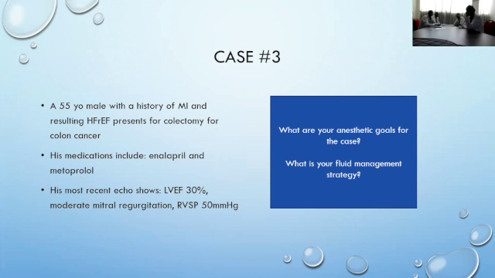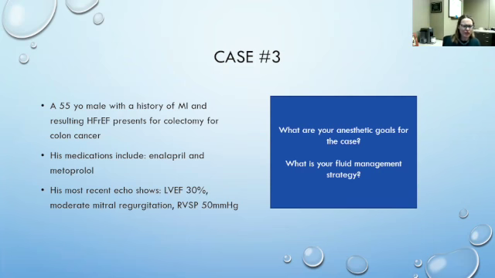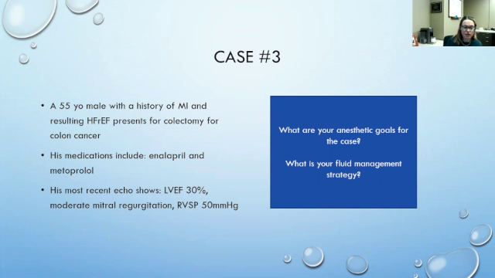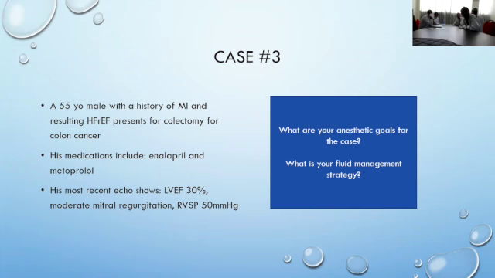Okay, last case. This one I think is also more anesthesia based, but kind of a little tougher. So you have a 55-year-old male who has a history of a heart attack and he has resulting heart failure. So heart failure with reduced ejection fraction, who comes for a colectomy for colon cancer. He takes enalapril and metoprolol at home, and he has an echo that shows a left ventricular ejection fraction of 30%. He has some moderate mitral regurgitation, probably from his MI, and he has a right ventricular systolic pressure of 50 millimeters of mercury.